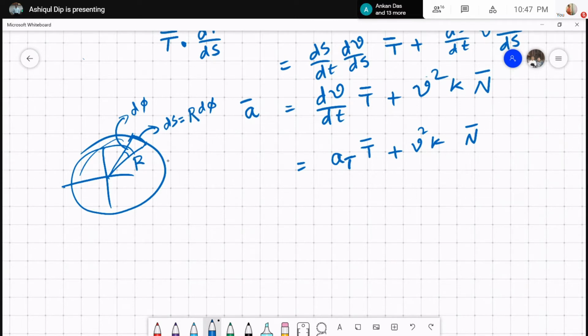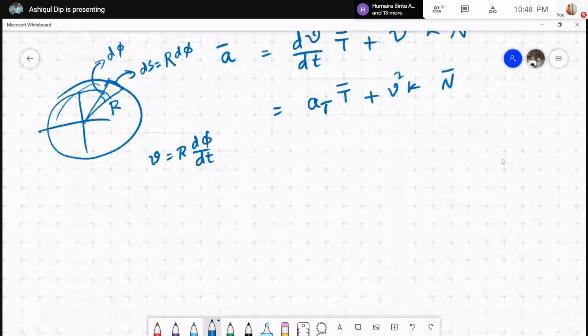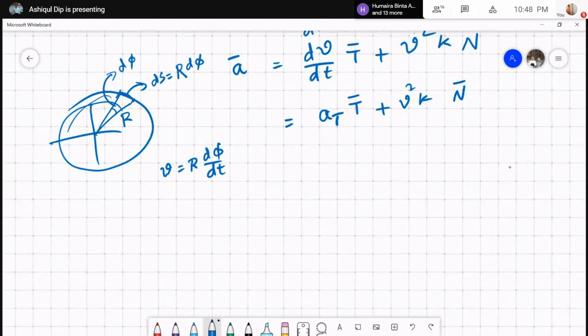So V, the magnitude of velocity, is R d phi over dt. So what's this quantity? Angular velocity. Actually, did I make a mistake? No, I did not. Magnitude of velocity is this, right? So d phi over dt, what's that? Angular velocity. It measures how fast the angle is changing, the inner angle. So that is r omega.